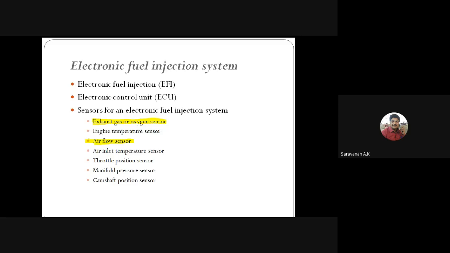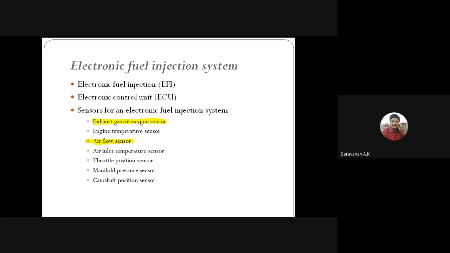Then the fourth one is the air inlet temperature sensor. It checks the temperature of the ambient air, that is the atmospheric air entering the engine, for fine tuning of the mixture strength. And the throttle position sensor senses the movement of the throttle plate, that is the accelerator plate, so that the mixture flow can be adjusted for the engine speed and the acceleration. That is called the throttle position sensor. Then the manifold pressure sensor.